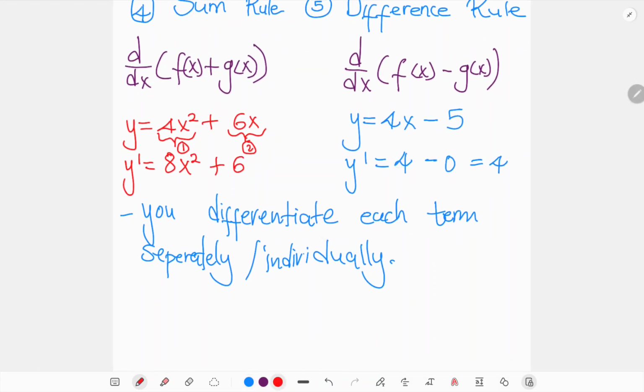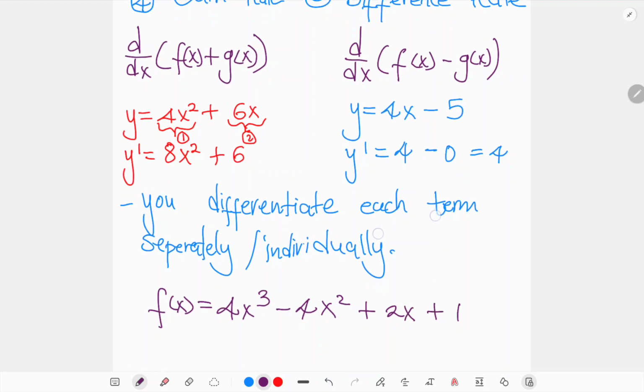So maybe let's do one quick example where we combine the sum and the difference rule. Let's say, for example, you have f of x equals 4x to the 3 minus 4x squared. I don't know why I like 4, but maybe let's try 2x plus 1.